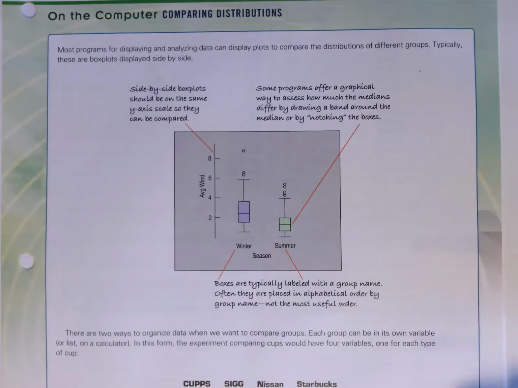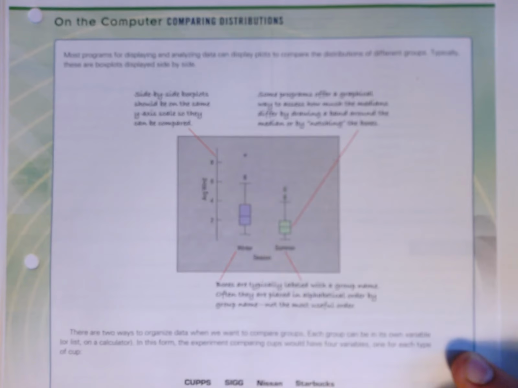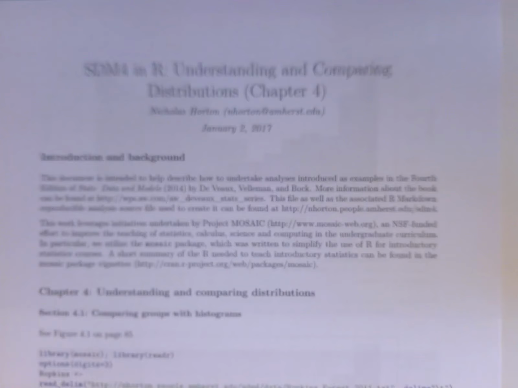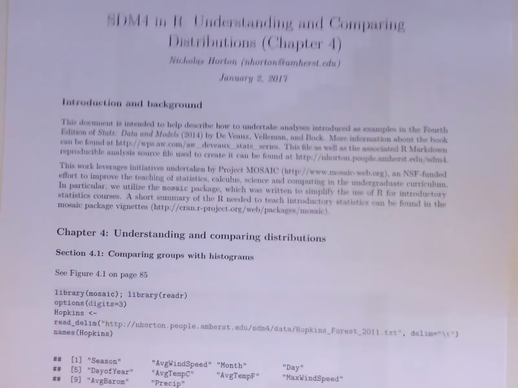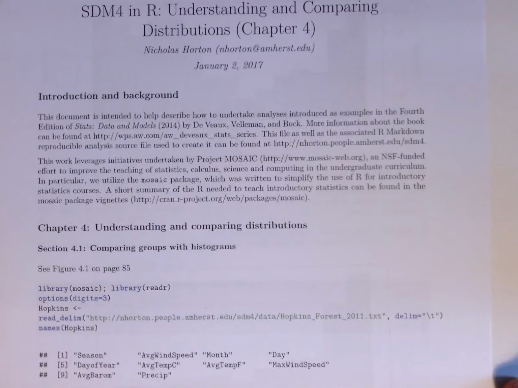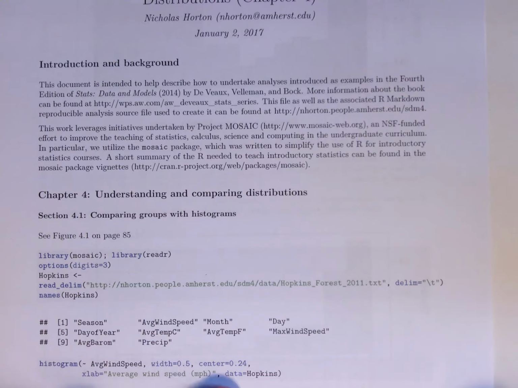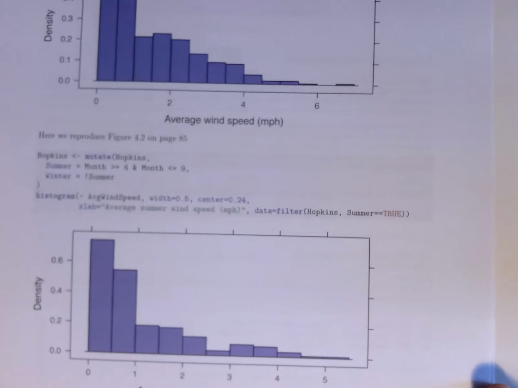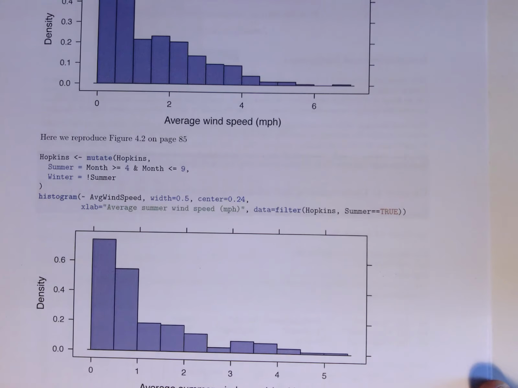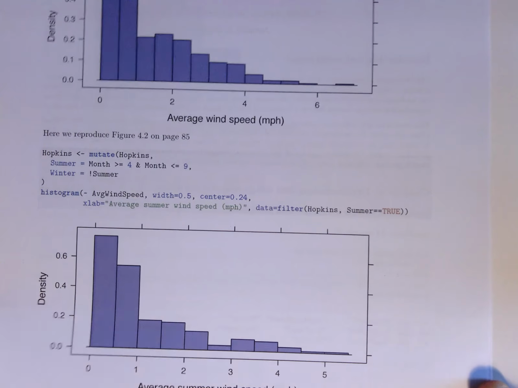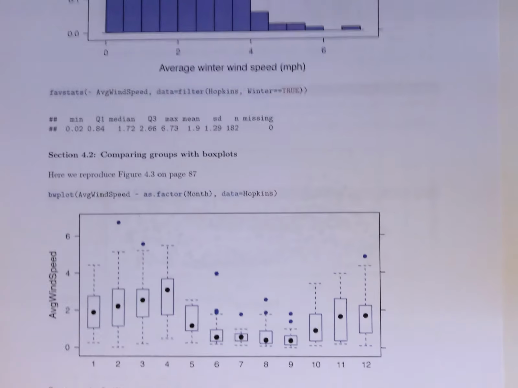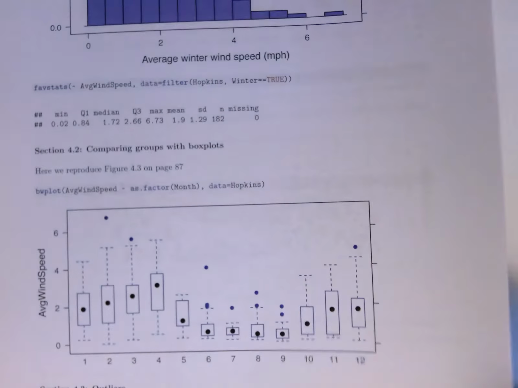Think about the learning objectives and the terms for these, and then there are lots of ways of thinking about things on the computer. So we're going to be doing that in R, and we're going to be reading things in. Here we read in the Hopkins data. We can see the names of that. We can run the histogram function, and I'm setting things up here to match the book with a width of 0.5, centering at 0.24, and that allows us to reproduce the figure. We can do the same thing for the summer wind speeds. We can generate those side-by-side monthly box plots. We see that the variability tends to go down during the summer.